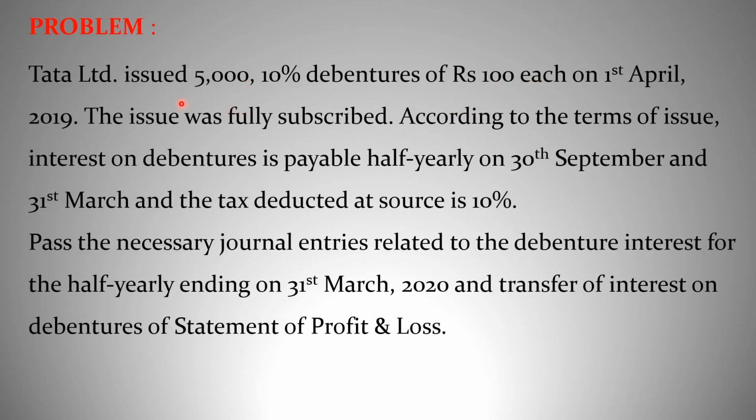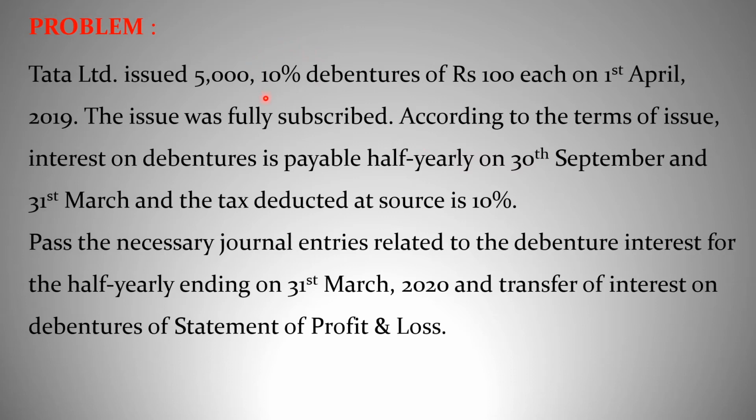So in this problem, no need to find out issue at a discount or redemption at a premium, if it is not mentioned. Here it is mentioned only that the company issued 5,000 debentures of rupees 100 each. So the nominal value is 5 lakh, and the date of issue is 1st April 2019. The issue was fully subscribed.